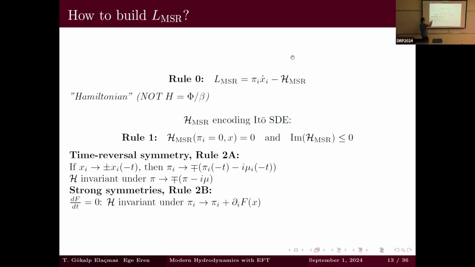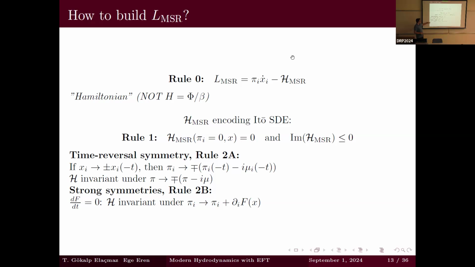Now, we need to ensure time reversal symmetry. This comes from the Fokker-Planck equations also, the proof I showed 2 slides ago. H must be invariant under time reversal transformations, which take pi to pi minus i mu. It's minus or plus, which ensures this xi factor goes away. And we need to have strong symmetries.